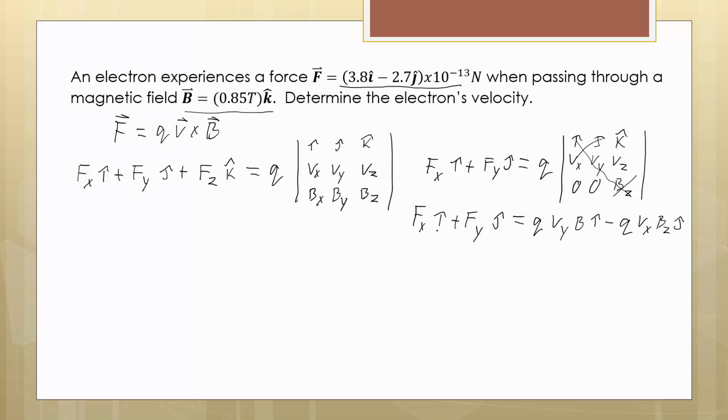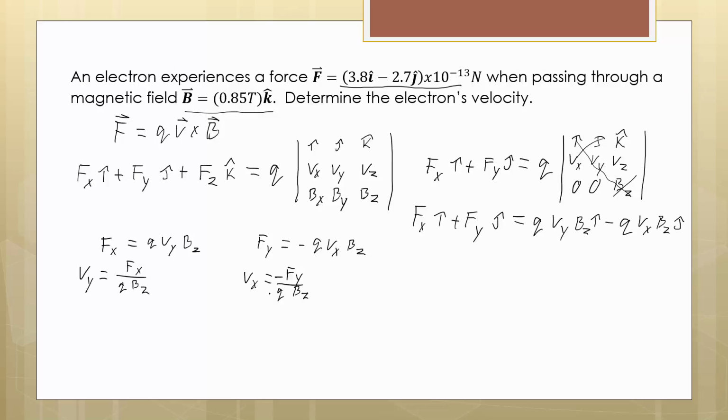At this point we just set the components that are in the same direction equal to each other. So I'm going to jump over here just because there's more room. So we get Fx equals q Vy Bz. And then we can also get Fy equals negative q Vx Bz. And then if we solve each of these equations, we can get a couple of the components of our velocity vector, which is what we're trying to find. And we get Vx is Fy, I'll put a negative up here, and there we go.